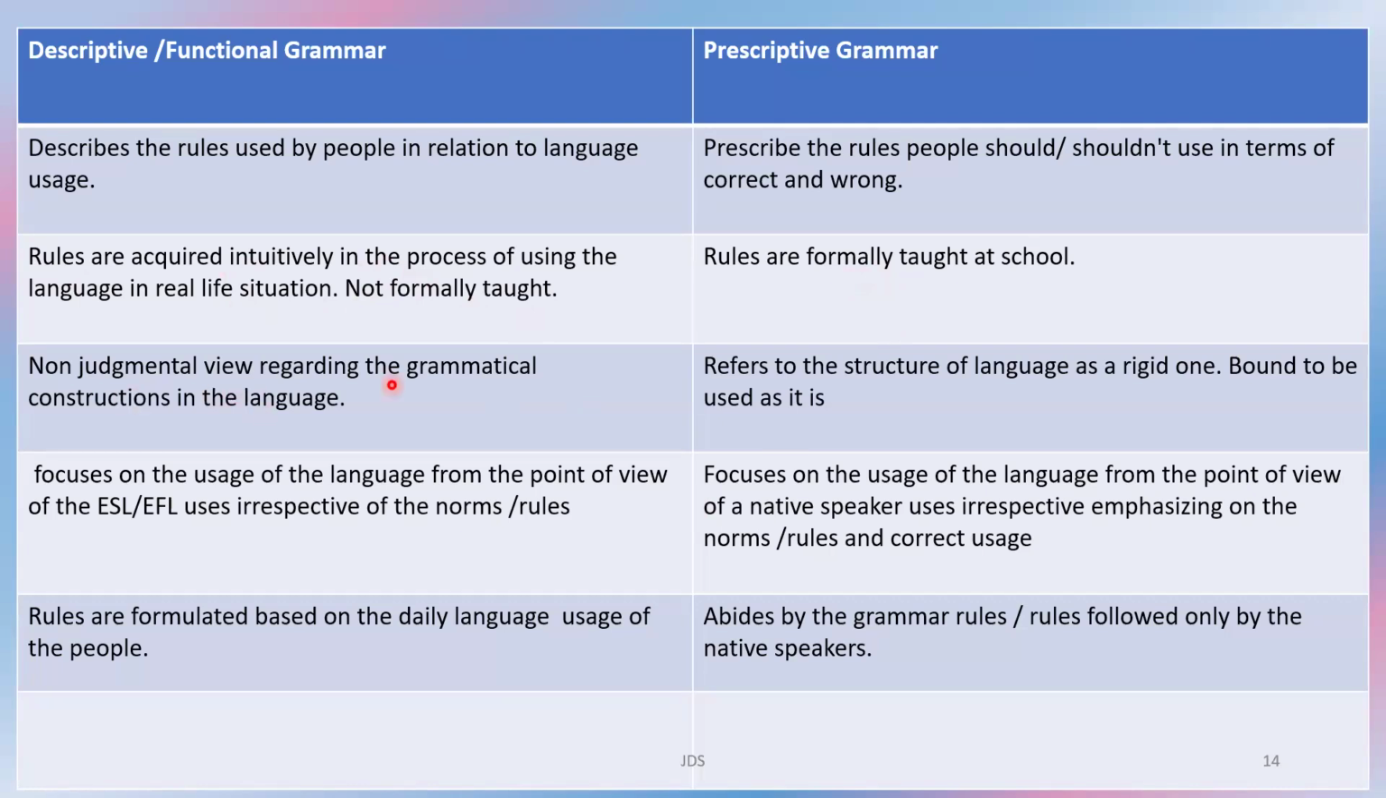It takes a non-judgmental view regarding the grammatical constructions in the language. Even if they go wrong, they are not considered inferior speakers or inferior structures, as long as they can communicate the meaning. That is very important. If they fail to communicate the meaning, then they will not be approved. Prescriptive grammar refers to the structure of language as a rigid one, bound to be used as it is. Under prescriptive grammar, they are well focused on using the language according to the given rule.